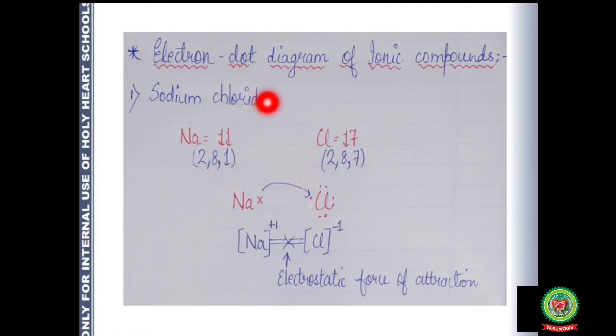If sodium will lose one electron, it will acquire its nearest noble gas configuration. So complete transfer of electron takes place from sodium to chlorine, and sodium gains a positive charge because it has lost the electron, and it gets +1. Chlorine has gained that electron, so -1. The force of attraction between the ions that are formed is known as electrostatic force of attraction.